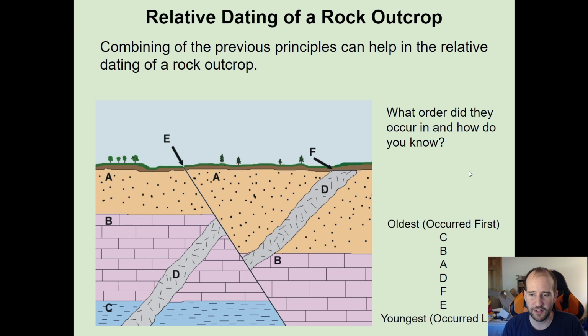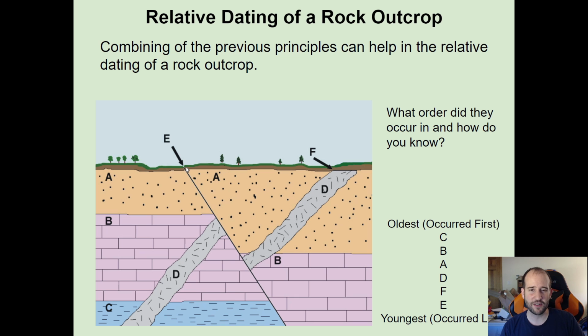And so then you get your list. I put that right for you at the bottom right. So it goes C, B, A, where deposited. Then you have this igneous intrusion, which was D. Then you have some kind of unconformity event that happened over in F. And then E, which is that fault line, cuts right through.